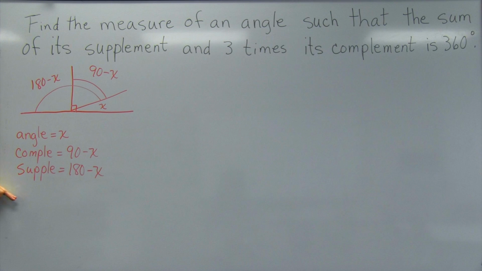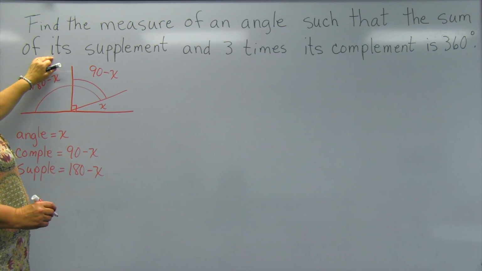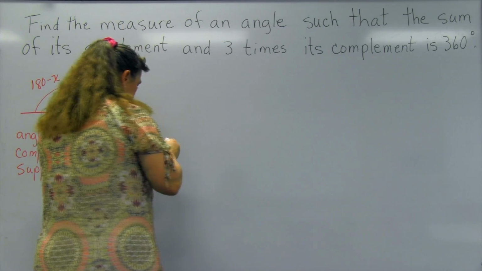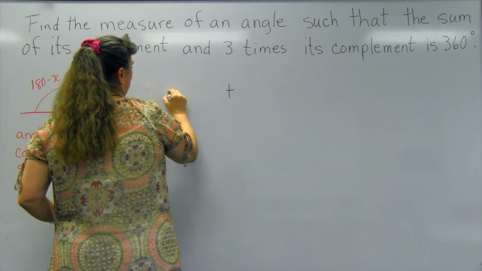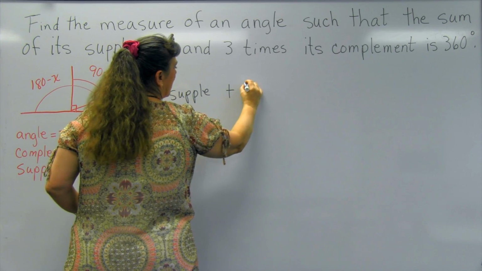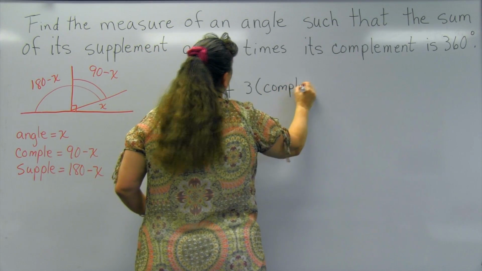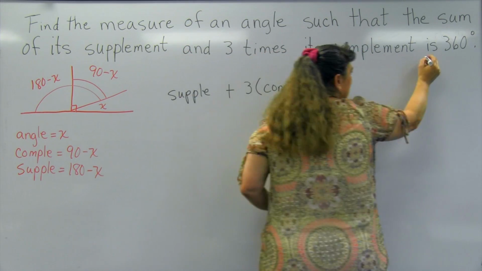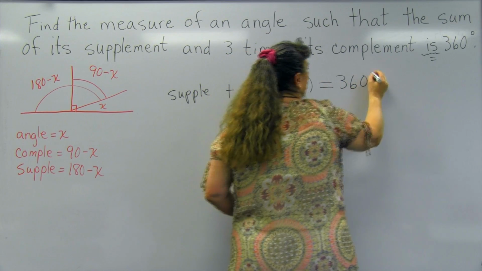Now, see, we've labeled our angle, our complement, and our supplement. Now, let's go back and look at this problem again. It says, find the measure of the angle, which is right here, such that the sum, so that tells me we're going to have an addition problem, the sum of what? The supplement, so we'll put supple down for supplement, and 3 times the complement. So there's that 3 times, that's multiplication. It's complement, so we're going to put compl down for the complement. Do shortcuts. And what is it going to equal? Remember, this here is almost always going to indicate equal. So that's your equals 360 degrees.